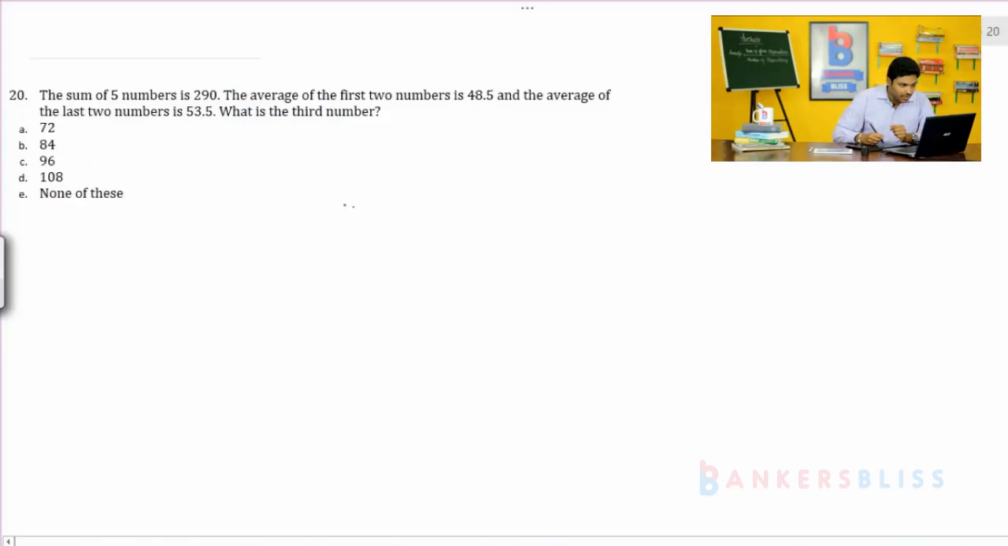Consider the first number. The average is 48.5, so the next number is 48.5. The third number I do not know, I have to calculate. The fourth number is 53.5, the fifth number 53.5. Average means equal value, as I told in the introduction class itself. If you add all these 5 values, you should get 290, because the question mentions the sum of all the values is 290.